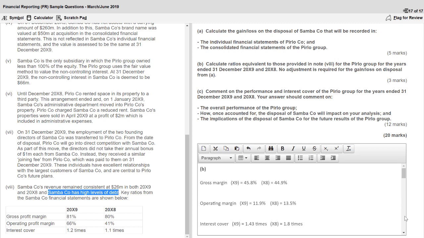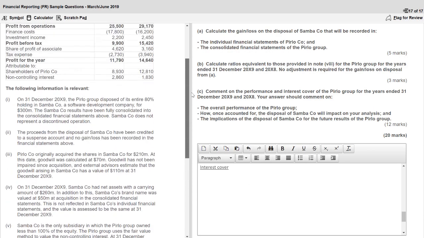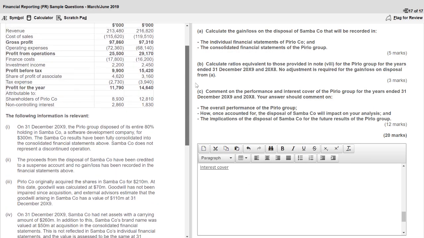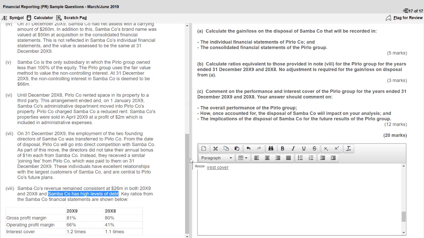So if that's the case, let me just move back down to where we were. We can see there that interest has fallen for the group. Why has the interest cover fallen for the group? Well, it's because of the increased finance costs. Why have the finance costs gone up? Well, the finance costs have gone up because of Samba's high level of debt. But once we've got rid of Samba, that's going to improve things ever so slightly, isn't it?